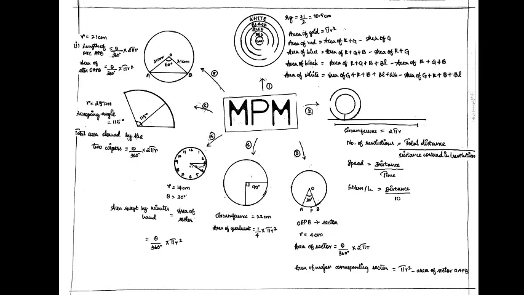The sixth figure, they have given that the radius is 25 centimeter and the sweeping angle is 115 degree. So we are going to find out the total area cleaned by the two wipers. So we will be using the formula length of an arc of a sector of an angle theta.